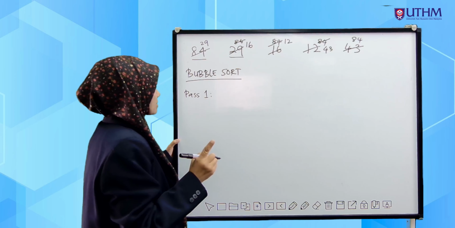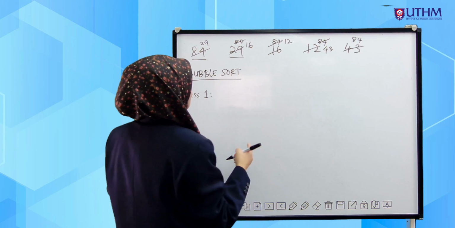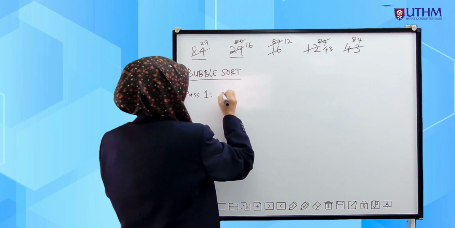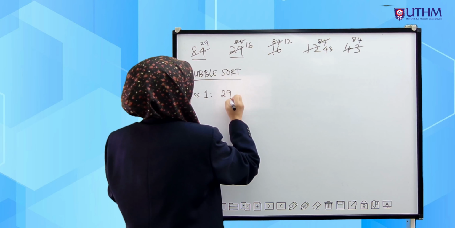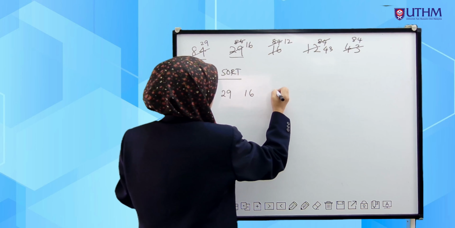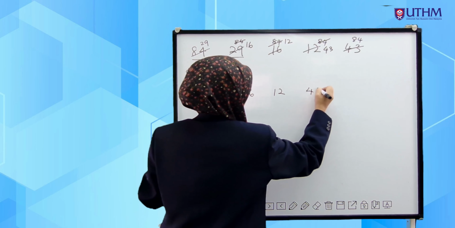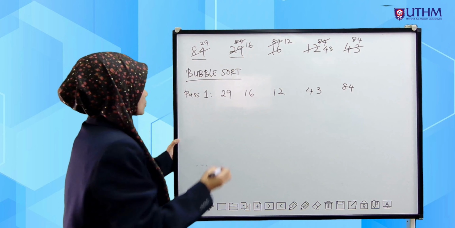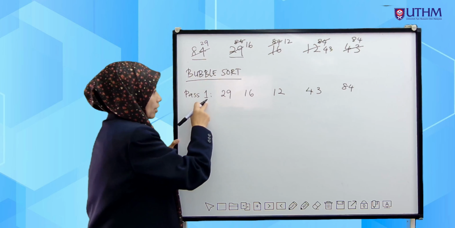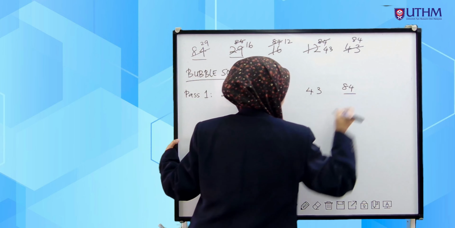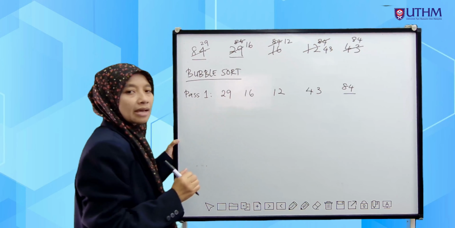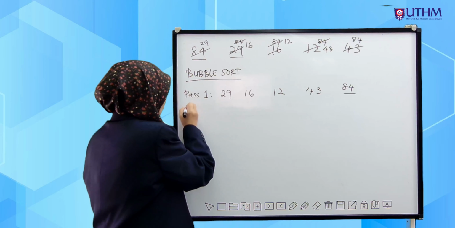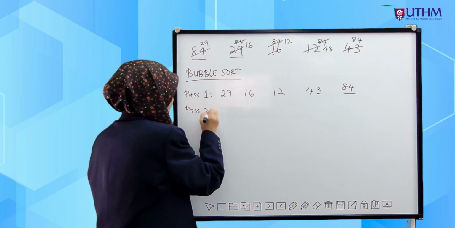After the first pass, the result of the step in bubble sort, you have this sequence: 29, 16, 12, 43, and 84. So in the case of bubble sort, the last value here after the first pass is already in sorted order. Now we have to go through for the next pass.